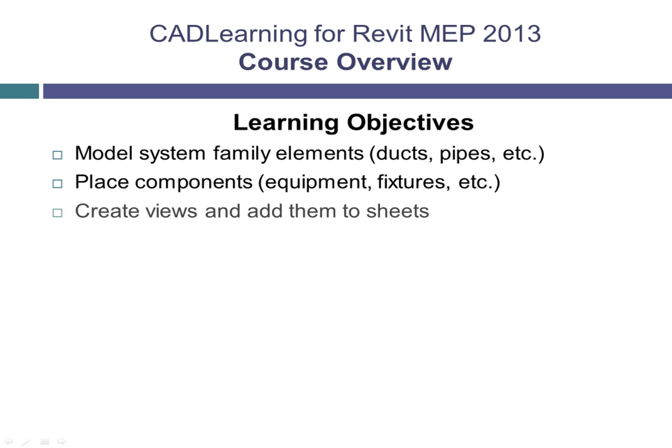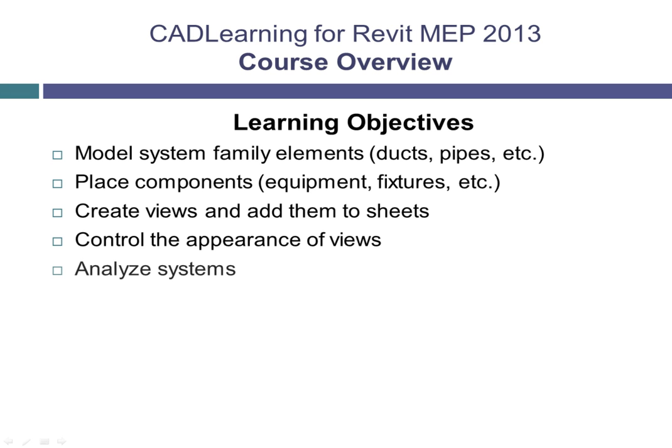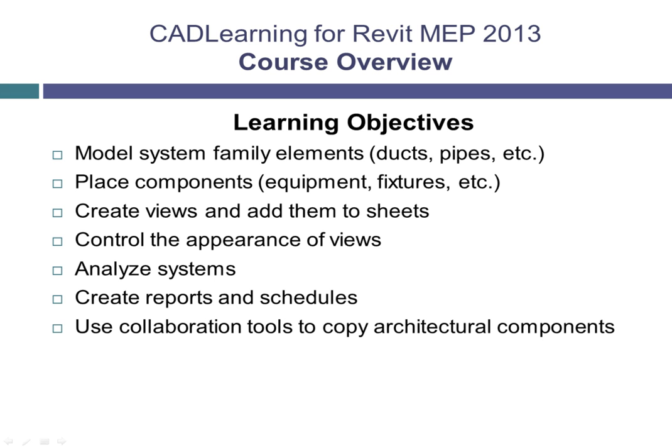You'll learn how to create views, such as plans, sections, and callouts, and place those views onto sheets, and how to control the appearance of those views so that they look the way you want them to look to conform to your office standards. You'll learn how to analyze MEP systems, and how to create reports and schedules. And I'll show you how to use collaboration tools, such as Copy Monitor, to help you copy architectural components in order to keep track of changes and coordinate your work with other team members.